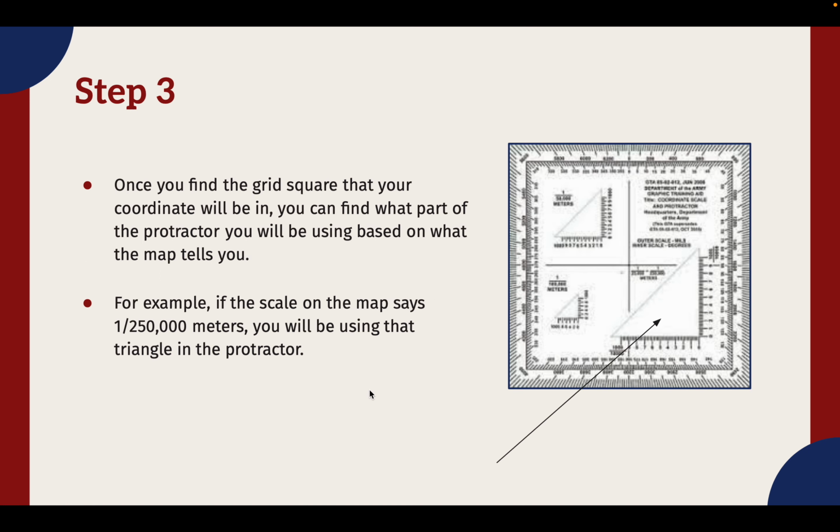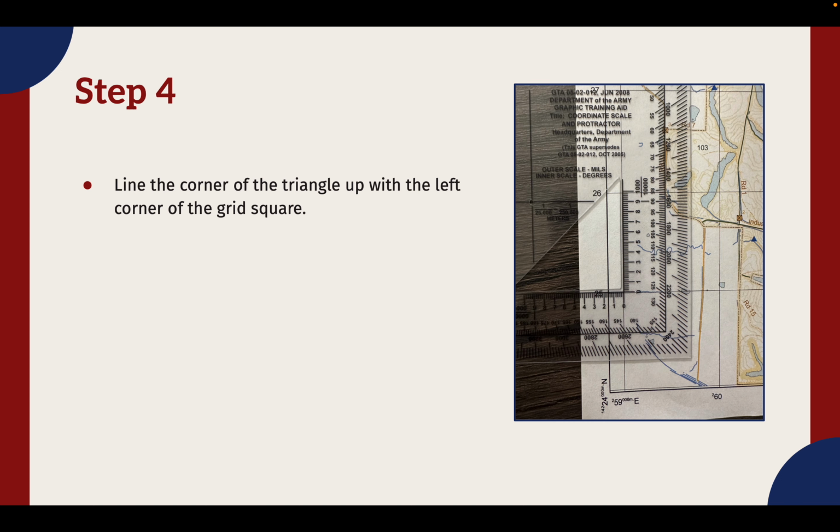Once you figure out what grid square everything will be in, you next line up one of these triangles in your protractor. You have to figure out which triangle to use. For example, if you look at your map and it's a big square, you'll use the big one and so forth. They'll typically tell you in the scale which side to use, but in this case, we're going to be using this big square triangle. We have to line the 0 point of the triangle with the bottom left corner of the grid square that your coordinate will be in.